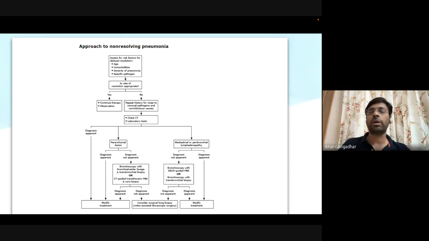For any patient, we wait for 5 to 7 days of antibiotics, and then we reassess based on the age, comorbidities, severity of the pneumonia, and specific pathogen. If the resolution is not appropriate, we go in with other tests. First is chest CT. Along with that, we check laboratory parameters like CRP, procalcitonin, and various other infective markers to see if the infection is still there.